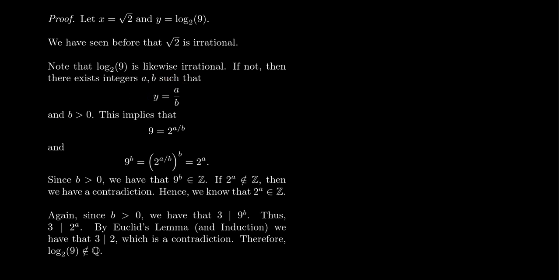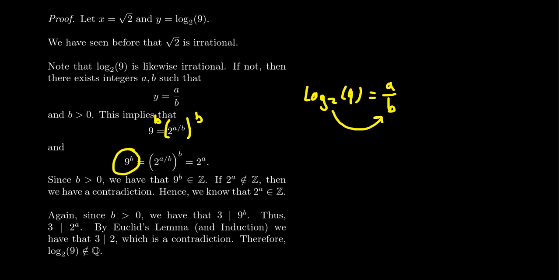All right. So now, by properties of logarithms, if we have the log base 2 of 9 equal to a over b, by logarithmic properties, we can switch from the logarithmic form to the exponential form to get this equation right here. 9 is equal to 2 to the a over b power. Then what I'm going to do is take the power of b of both sides. So on the left-hand side, you get 9 to the b. On the right-hand side, you're going to get 2 to the a over b, to the b power. By exponential properties, this becomes 2 to the a.